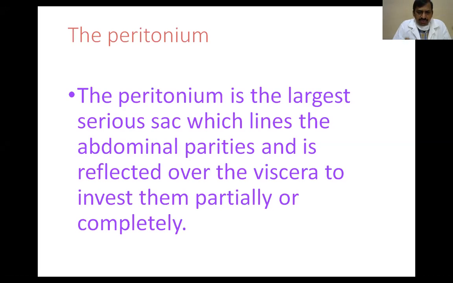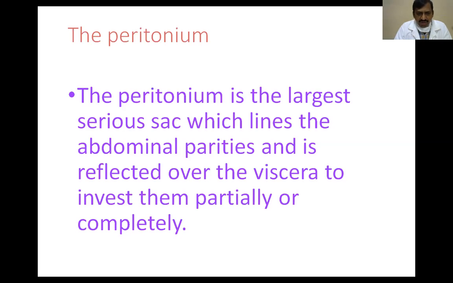If the peritoneum is covering the viscera, we call it visceral peritoneum. If it is covering only the body cavity, the abdominal cavity, we call it parietal peritoneum. Just like visceral pleura and parietal pleura, or visceral pericardium and parietal pericardium, here also visceral and parietal peritoneum.